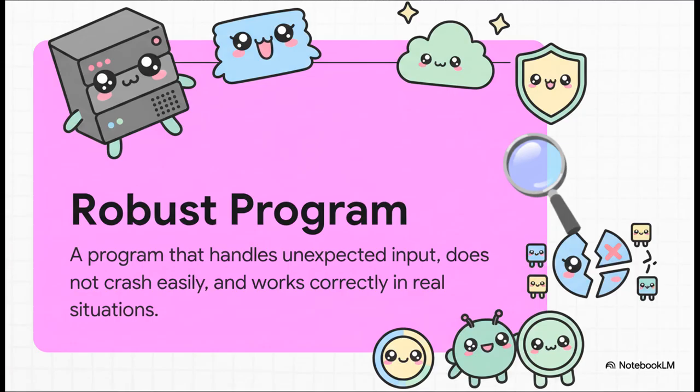Okay, so what exactly is a robust program? In short, it's a program that's built to expect the unexpected. It's designed to handle all kinds of strange or incorrect input without just falling over and crashing. The whole point is to create software that just keeps on working, no matter what. It's built for real situations and for real people.